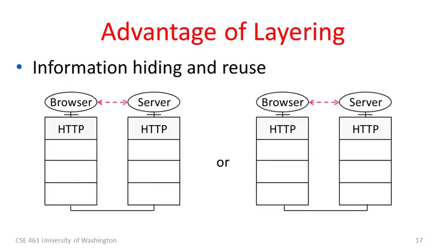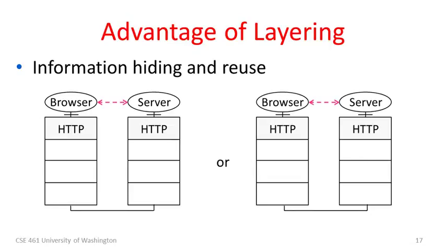Layering has several key advantages. The big advantages that we're getting are information hiding and reuse. Let's just explore that a bit and see an example in action. Okay, here's our friend, the web browser and server. They're both talking over the HTTP protocol, the web protocol. What are the protocols underneath?